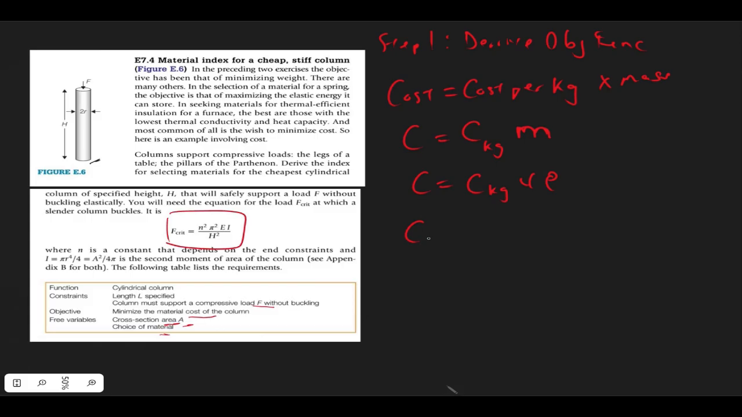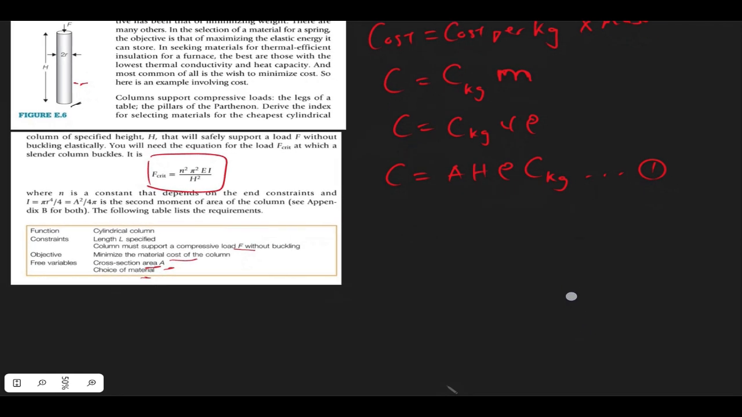So if you want to derive it in terms of A, you have to break down volume in terms of A, which is what? Area, which is what? The cross-sectional area of this material, of this column, times the height, times density, then times cost in kg. So this is the objective function that we're trying to define.